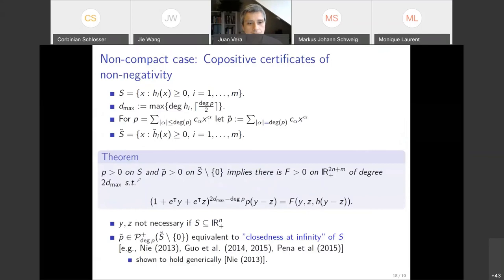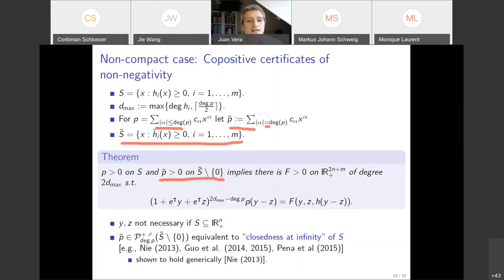And it's about points at infinity. Given a polynomial P, we take the term of largest degree. Notice that here I write all the terms, and here I just put equal to the degree. So this is the part of maximum degree of P. And then S tilde, I just do the same for each H. Notice that S tilde is homogeneous. And P is also homogeneous.